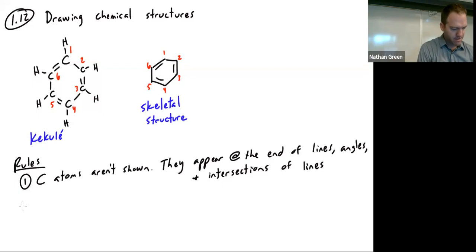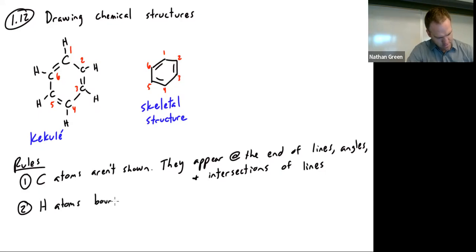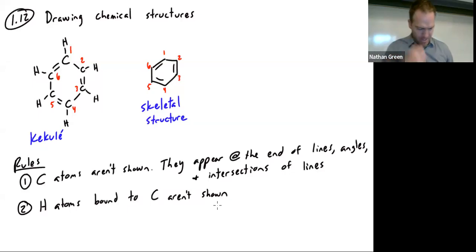Other thing you may notice that's missing: hydrogens. I didn't draw any hydrogens in the structure. Carbon and hydrogen are best friends. Every time you see a carbon, there's probably a couple hydrogens on there. It is possible for a carbon to not have hydrogens, but generally speaking, where there are carbons, there are hydrogens. Hydrogen atoms bound to carbon are not shown. You need to mentally supply the correct number.